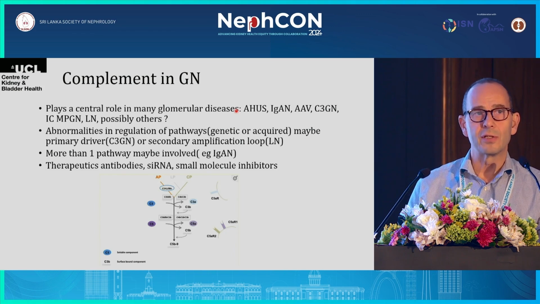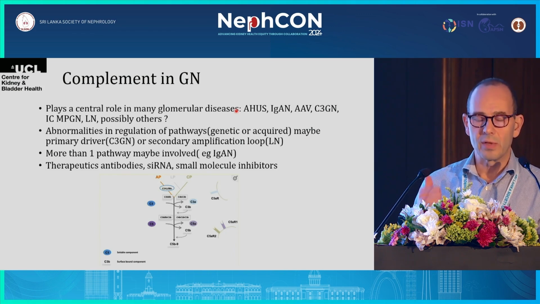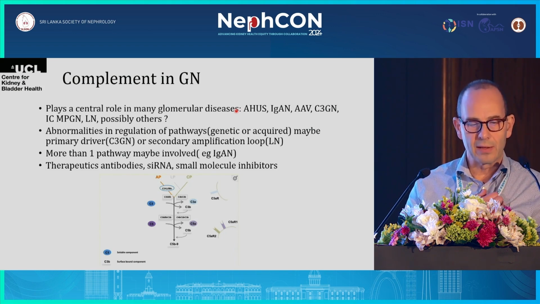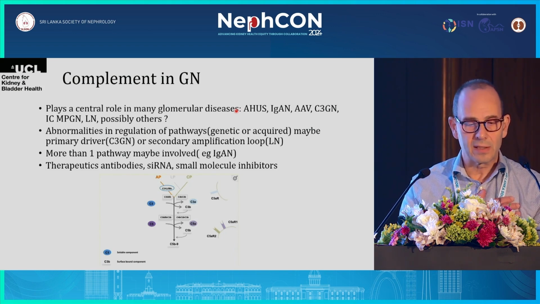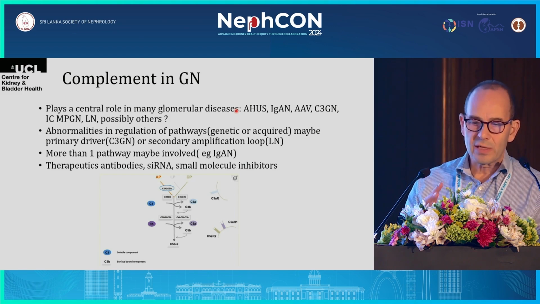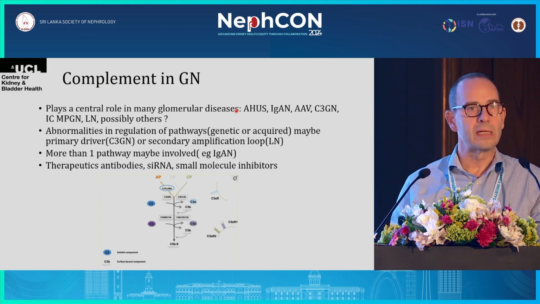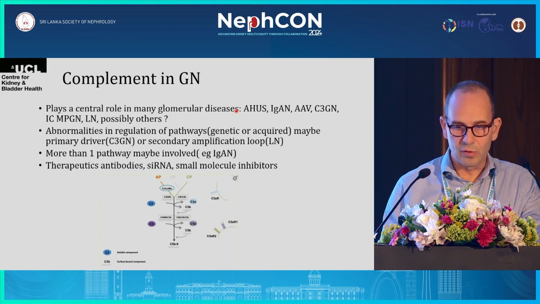In some conditions, more than one complement pathway is involved. And I think we heard earlier on today on the IgA talk that both the lectin pathway and the alternative pathway have both been implicated in IgA. And as a result of this, a number of therapeutic strategies have come to the fore: monoclonal antibodies, inhibitory RNAs, and small molecule inhibitors.